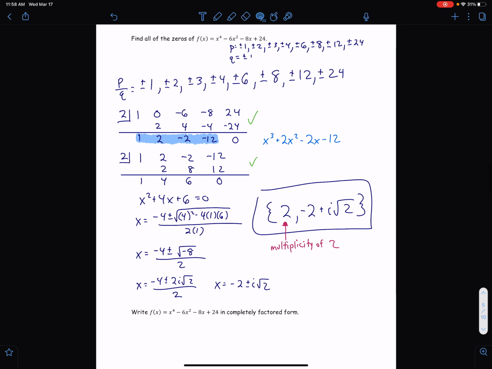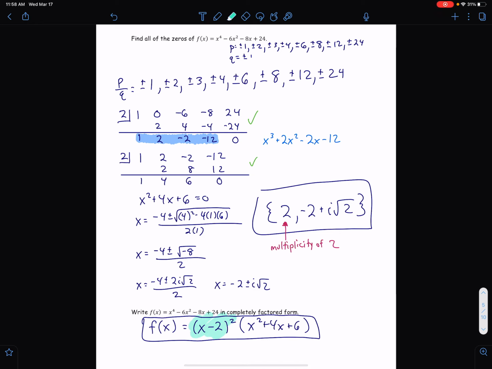And if I were to write that in completely factored form, well, we have a 0 of 2, so that would be x minus 2. But it happens twice as a multiplicity of 2. So that would be x minus 2 squared, because of the multiplicity of 2. And, well, x squared plus 4x plus 6 was unfactorable. So that's why that's in the factored form.